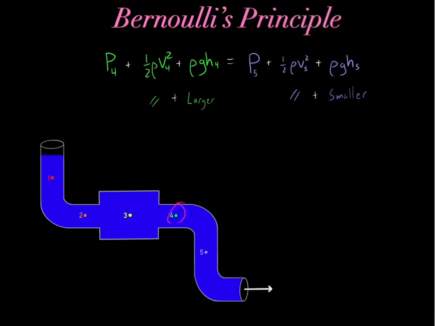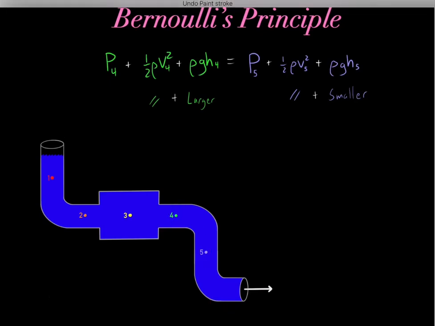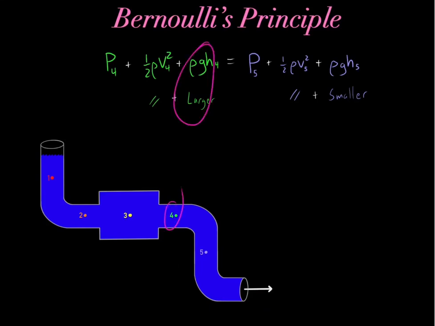However, we can clearly see that this point 4 is at a higher region than this point 5. So if we had a reference level, we would see that the gravitational potential energy at point 4 is higher than the gravitational potential energy at point 5. So we realize the gravitational potential energy at point 4 is larger than the gravitational potential energy at point 5.